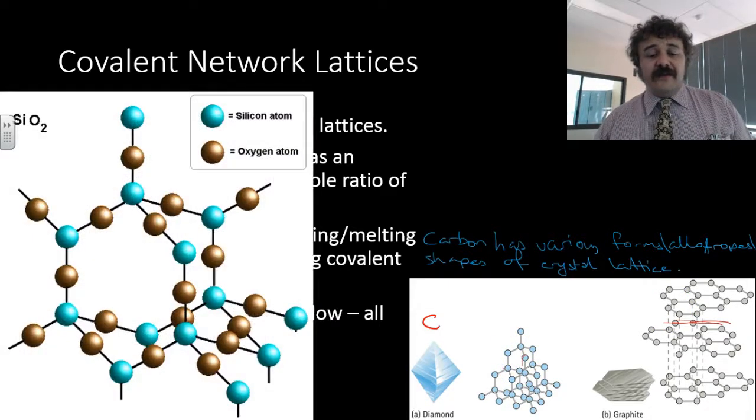And if we have a look at the other example we tend to use, it is silicon dioxide. So it is SiO2, it's a covalent network. The ratio, however, is for every silicon atom, there are 2 oxygen atoms.